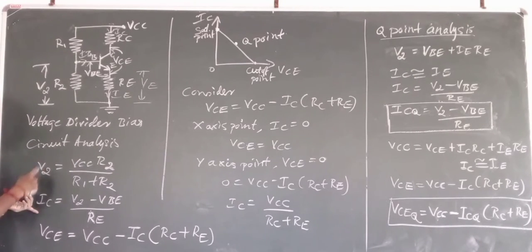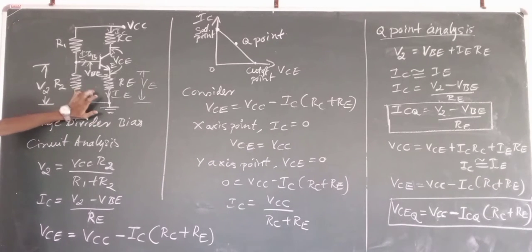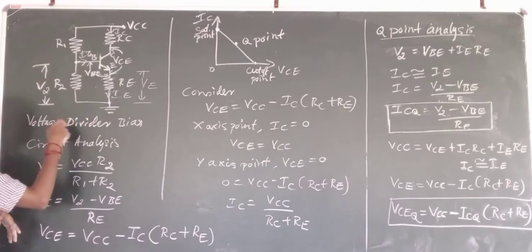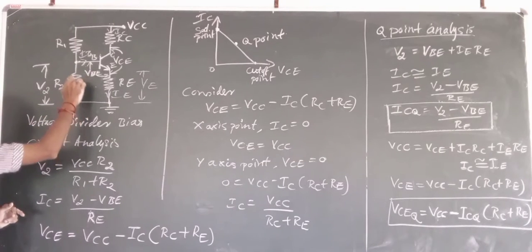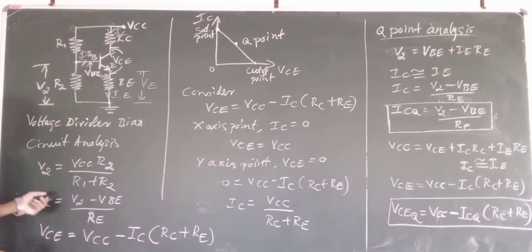Then after this I can write for IC. How to get the value of IC here? If I apply KVL at this loop, so we have discussed this, isn't it? Again I am telling the same things. If I apply Kirchhoff's voltage law at this loop, I can make out the value of IC, which is equal to V2 minus VB divided by RE.